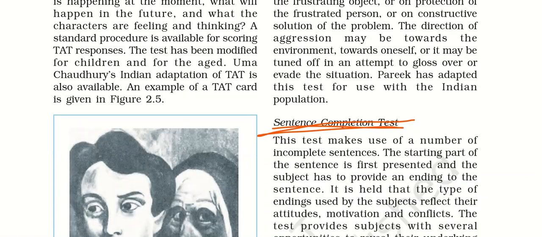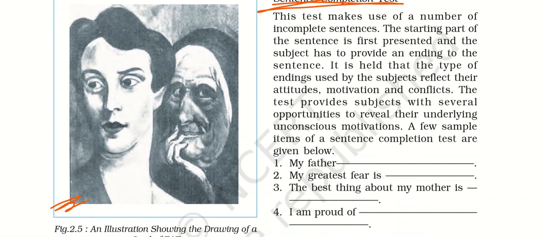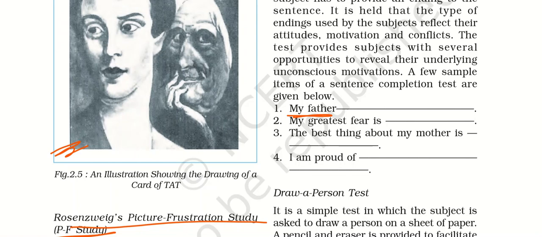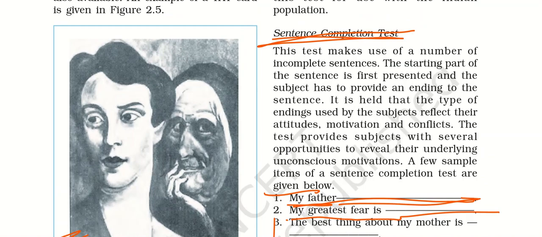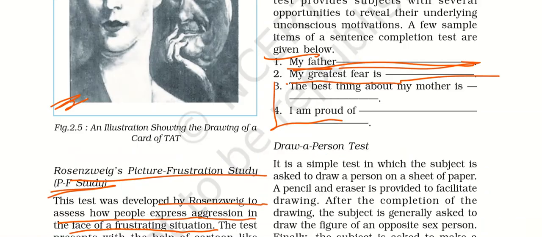Then we have the sentence completion test. So this is basically like, "My father..." and you have to complete the sentence. "My greatest fear..." These types of statements are given, and the person is asked to reflect their attitude, their motivation, or their conflicts on the basis of the statement provided. So we analyze it on the basis of motivation, attitude, and conflicts. The subject is freely writing whatever way he or she wants to complete that particular sentence.